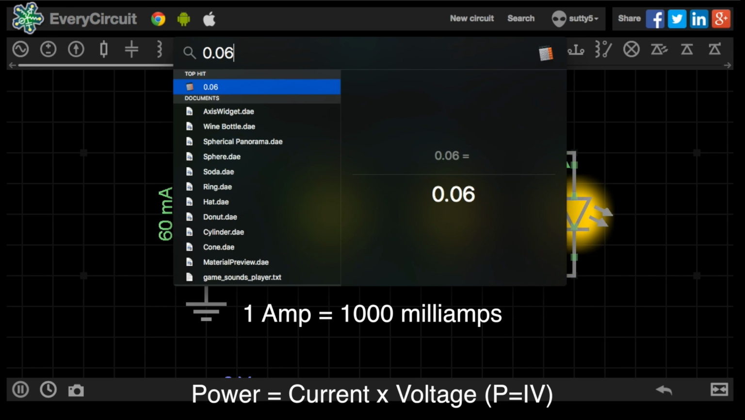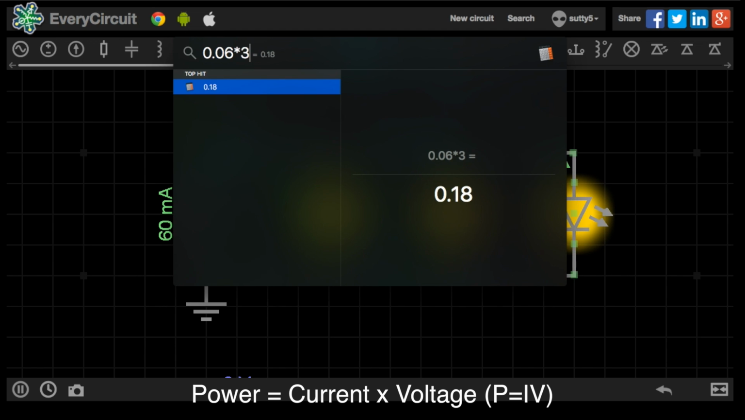Okay, so I've got my 60 milliamps, and all I need to do then is times that by my 3 volts. So P equals 0.06 amps, or 60 milliamps, times my 3 volts. And that gives me an answer here of 0.18 watts. You could also say 180 milliwatts. So that's how we find out the power consumed in our circuit.